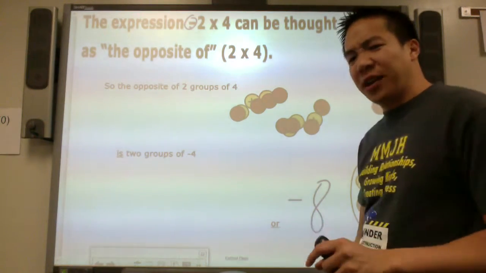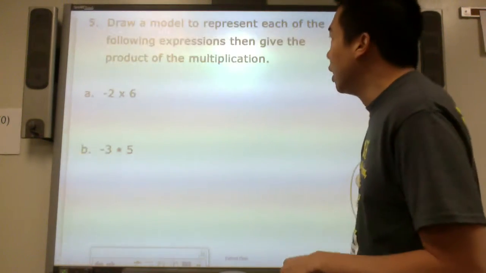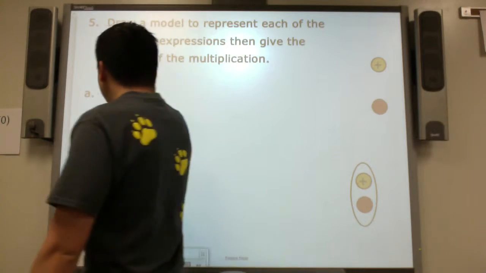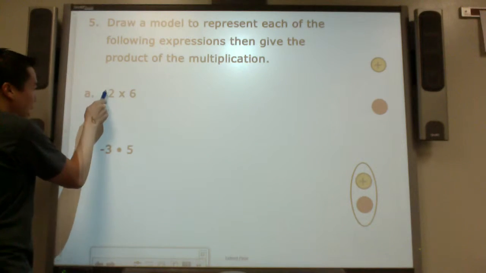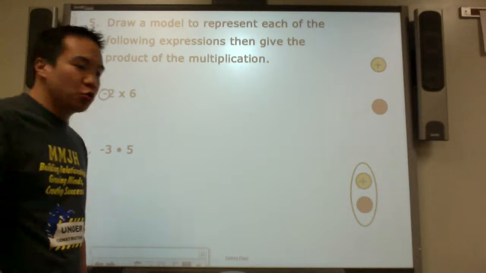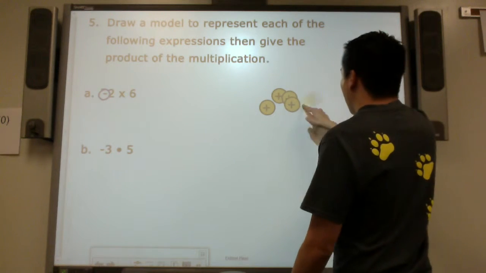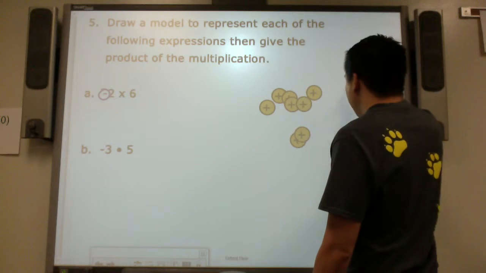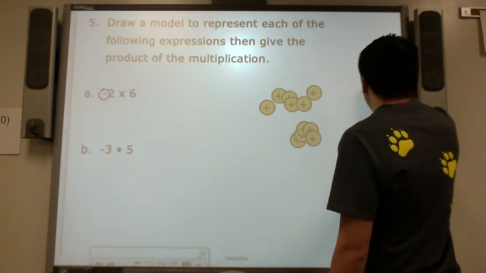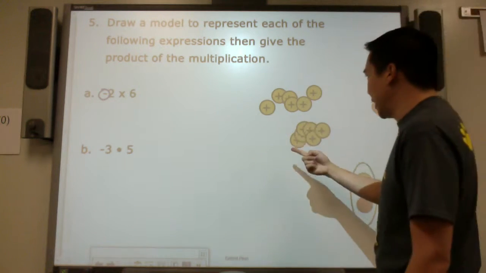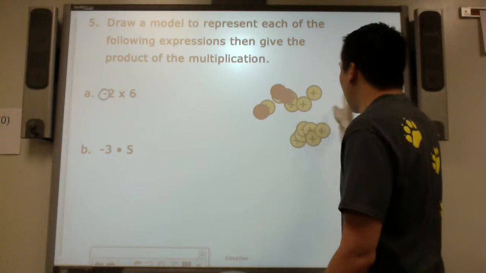So let's practice a couple of these. Opposite of. Draw a model. Negative 2 times 6. What's the opposite of two groups of 6? Well, here is a group of 6. Here's the second group of 6. But it says opposite of this. So let's do the opposite of it.